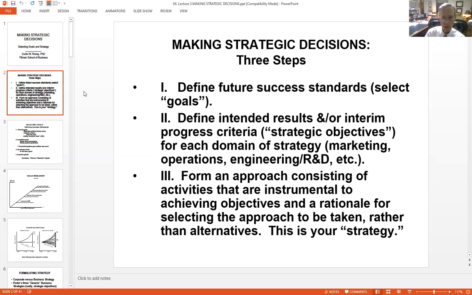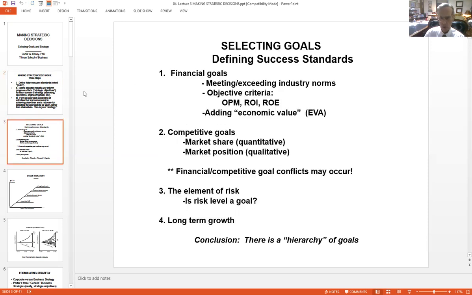And usually there will be objectives for marketing strategy, objectives for operating strategy, objectives for research and development, and so on. And of course, financial objectives and administrative objectives. Once we have those strategic objectives developed, then it's time to form an approach consisting of activities that are instrumental to achieving those objectives and a rationale for selecting the approach to be taken rather than alternatives. That's the strategy. So let's pursue this approach further.